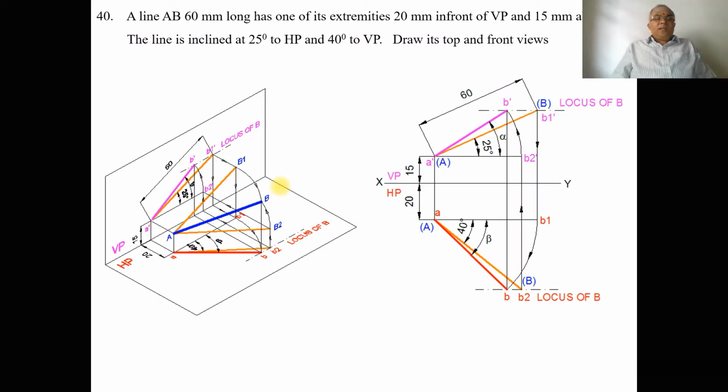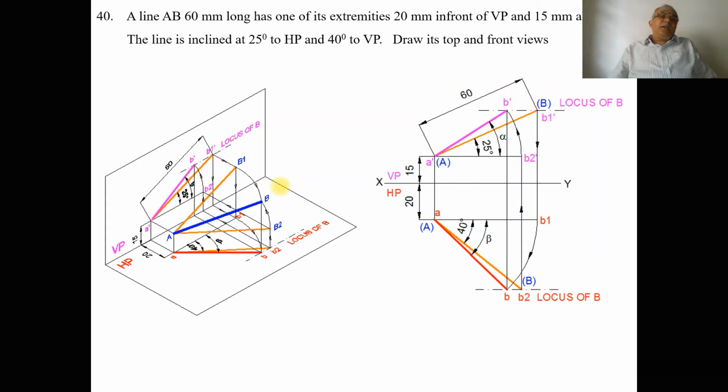A line AB, 60 mm long, has one of its extremities 20 mm in front of VP and 15 mm above HP. The line is inclined at 25 degrees to HP and 40 degrees to VP. Draw its top and front views. So here our main intention is to find the top and front views. Now we need to analyze how we can solve this problem.